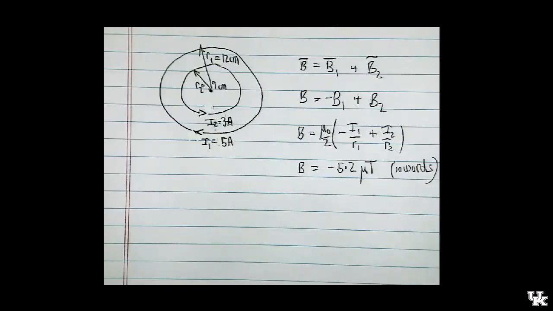So there was kind of a battle going on in this problem. The smaller loop was going to create a bigger field because it has a smaller radius, but the outer loop was going to create a bigger field because it had a bigger current. The ratio of the currents was bigger than the ratio of the radii, and so the big loop, the larger loop with the larger current won out. Although they largely cancel one another out, the field B1 was bigger than the field B2, and so it did win the whatever it is I'm talking about, the race.